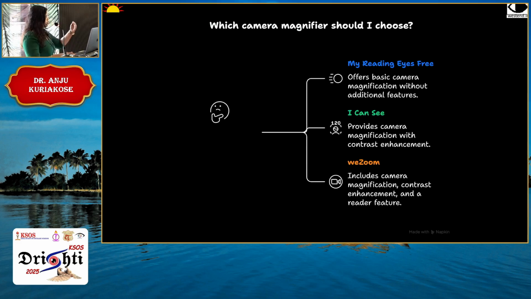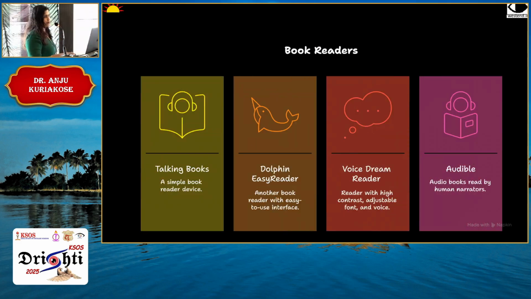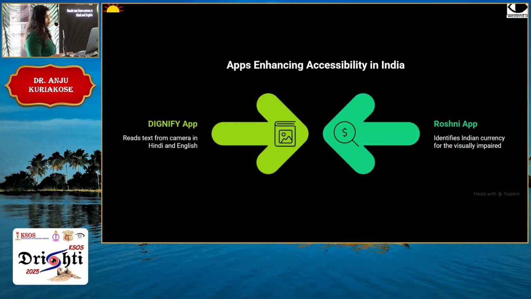You can see all these apps and decide which is needed for you, and download and use them accordingly. Next is a book reader. Talking Book is the most common one, and we can also use Audible books. These are the apps which are accessible in India and very commonly used.